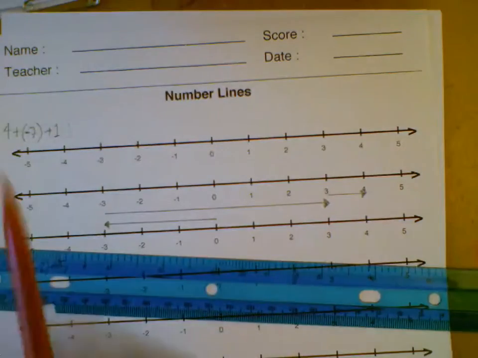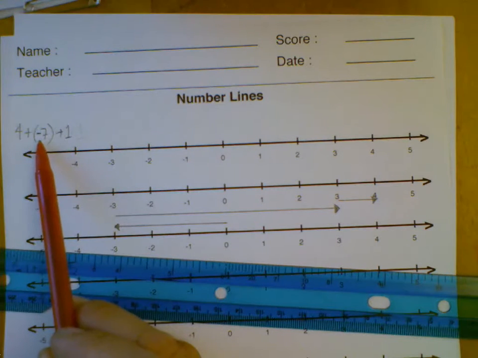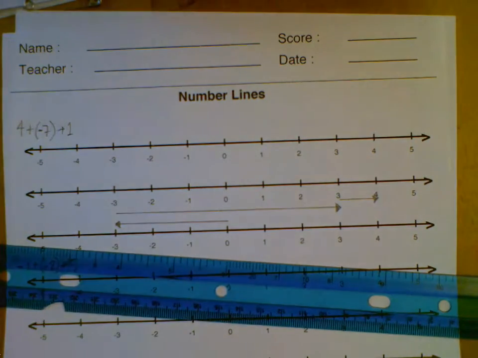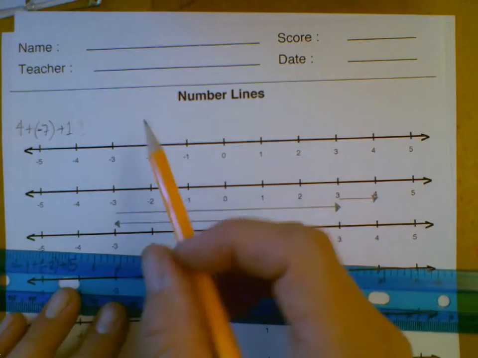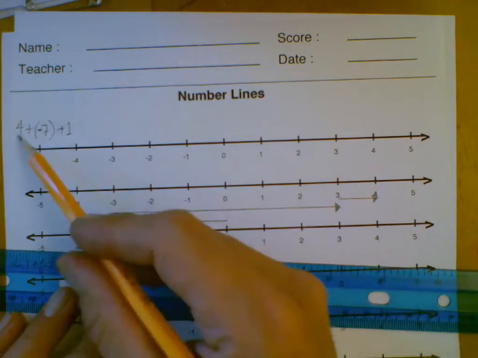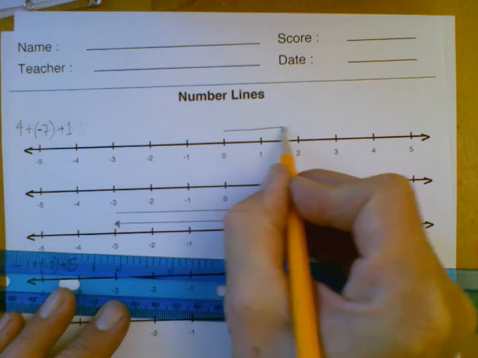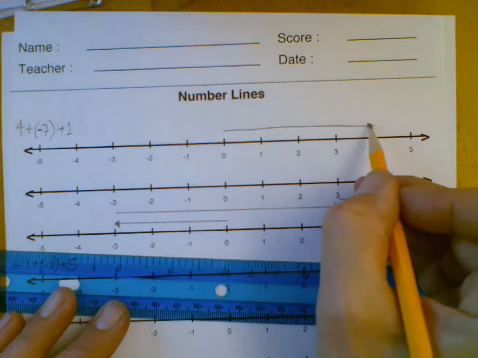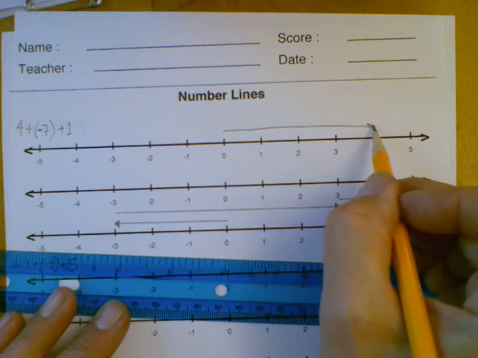In our first example here, we have this problem. 4 plus negative 7 plus 1. So I have three integers. I'm going to have three arrows to go with my three integers. And we always start at 0. So my first arrow is going to represent the 4. So I start at 0, and I go to the right 4. So I've moved 4 places. 1, 2, 3, 4. This is the beginning of my arrow. This is the end of the arrow.